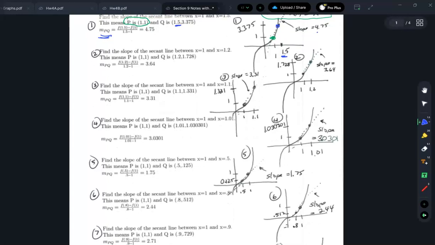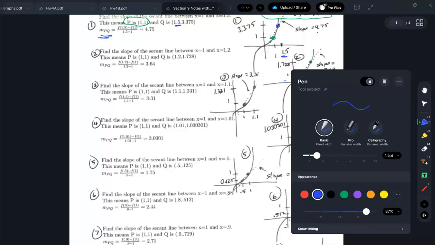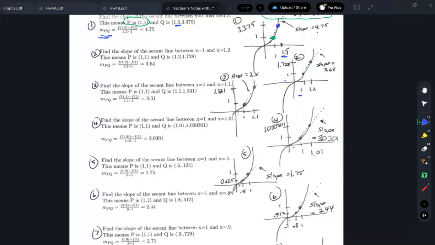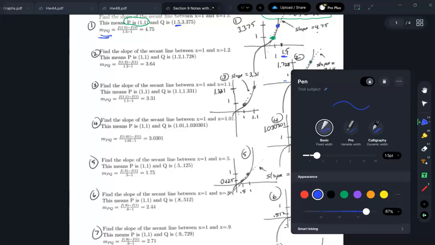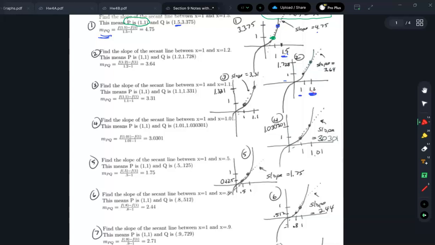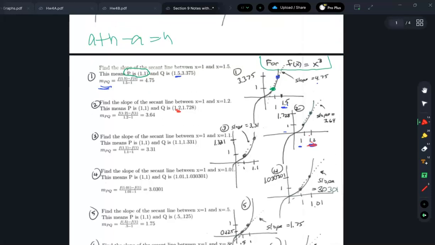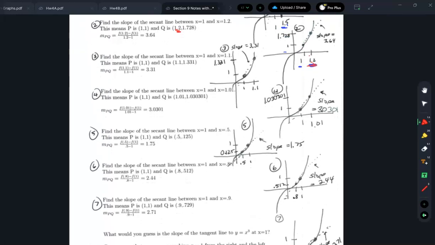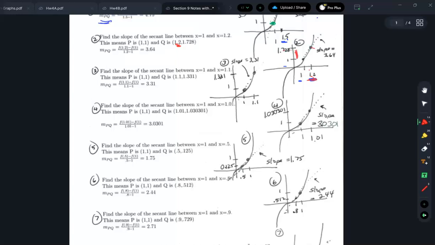Let's move to the next picture. Now I'm going to still keep that point 1, 1 there, and instead of 1.5, I'm going to find out what the slope between 1 and 1.2 is. So I put 1.2 into the cubic function, remember, because I'm using f of x equals x cubed, and I get this y value. The change in the y values is the numerator, divided by the change in the x values, I get this. So this is the slope.